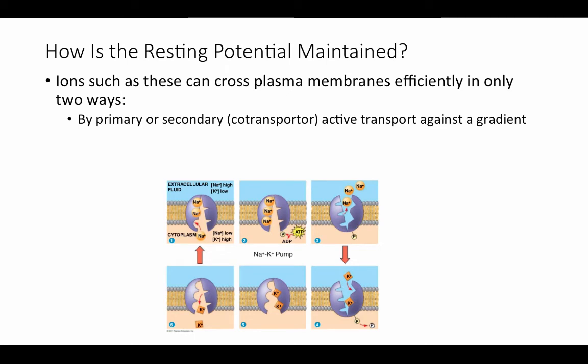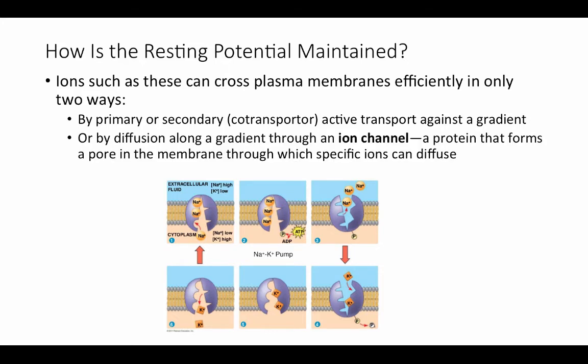So ions such as these can cross plasma membranes efficiently in only two ways. So the first way is by primary or secondary or co-transporter active transport against a gradient. And so this comes back to our old friend, the sodium-potassium pump, that's going to be the active transporter of sodium and potassium across the membrane that maintains that resting potential.